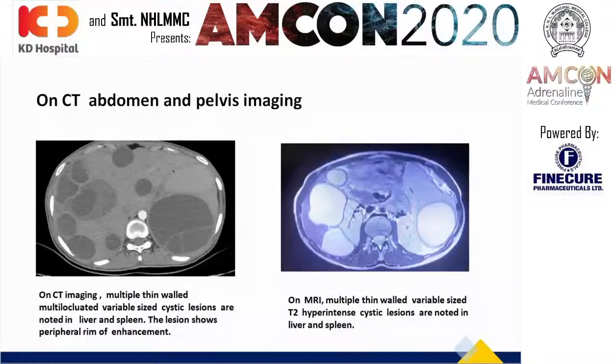On CT abdomen and pelvis imaging, multiple thin wall, multilocular variable size cystic lesions are noted in the liver and spleen. The lesions show a peripheral rim of enhancement. On MRI, multiple thin wall variable size T2 hyperintense cystic lesions are noted in the liver and spleen.